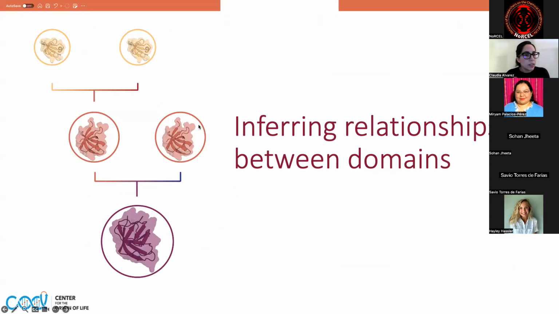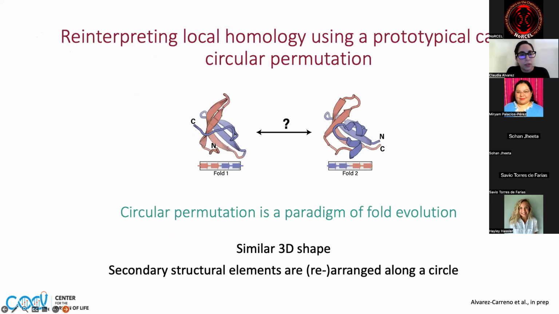So using all of this information, what I have been trying to do is to infer relationships between these protein structures or domains and try to see if we can draw a tree of relationships between the different structures. So first, if we want to understand what's happening in a mechanistical way, one of the things we would want to do is to understand the cases that are easy to understand. So the best known case of protein structure evolution is circular permutation.